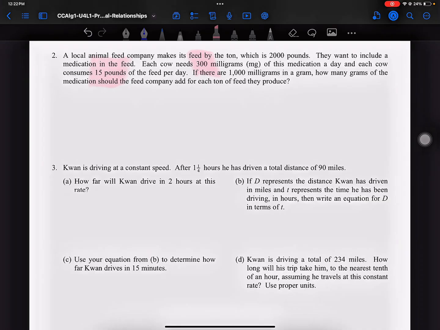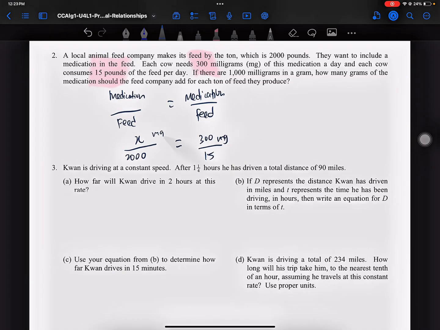So the key concept is that medication is added in the same proportion for every pound of feed, so the ratio of medication to feed remains constant. Meaning medication over feed is equal to medication over feed. So we can set up our proportion: x over 2000 equals 300 over 15. This is mg, this is mg, this is in lb unit.